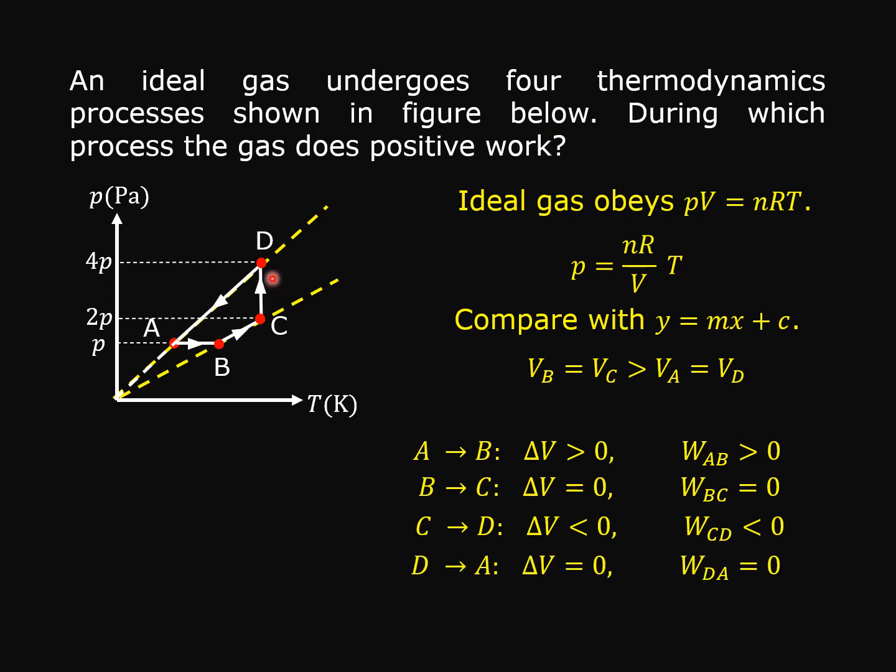In the last process, where the state changes from D to A, there is no change of volume, no compression, no expansion. Therefore, V remains the same. So the work done by the gas when the state changes from D to A will be equal to 0. So for the four processes that form the cyclic process, only the process from A to B has the work done by the gas as a positive value.